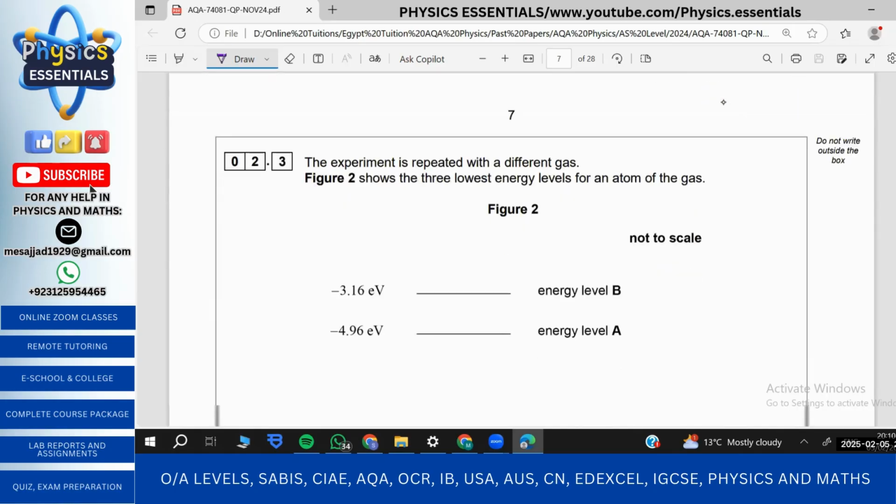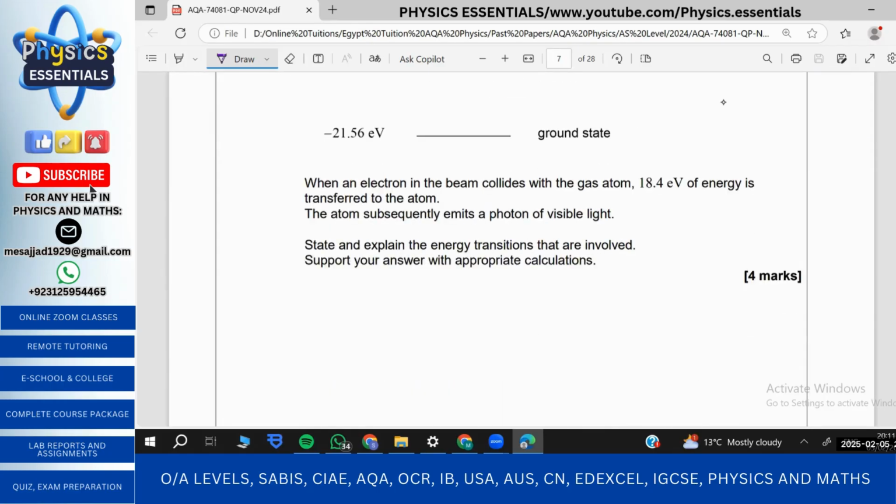2.3. The experiment is repeated with a different gas. Figure 2 shows the three lowest energy levels for an atom of the gas. Energy B, energy A, and ground. When an electron in the beam collides with a gas atom, 18.4 eV of energy is transferred to the atom. The atoms subsequently emit a photon of visible light. State and explain the energy transitions that are involved and support your answer with calculations.